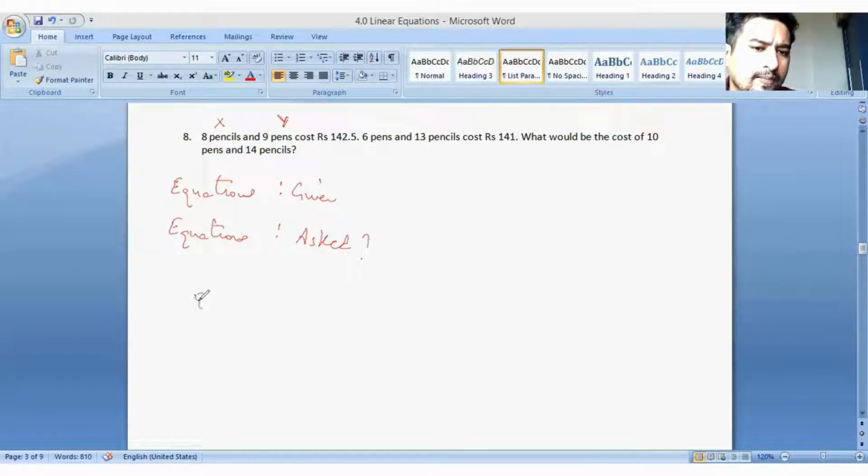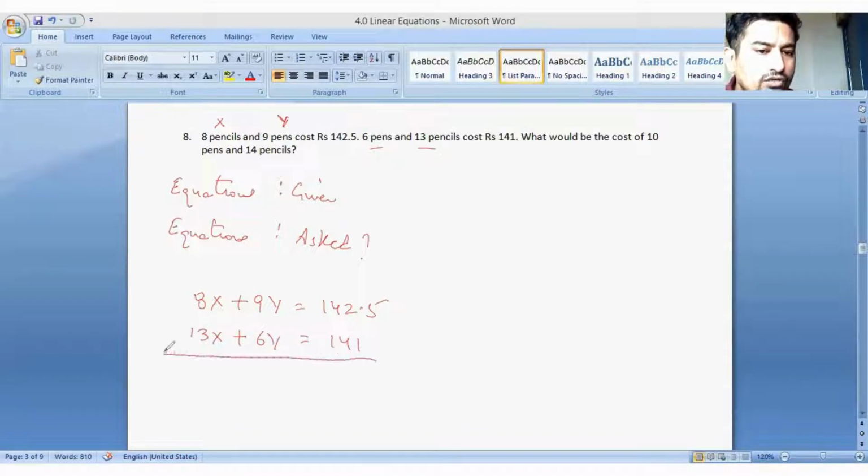What is my equation? 8x plus 9y is equal to 142.5. Be careful here, they've exchanged it, pens first and pencils first. Don't put it as 6x plus 9y. It is the other way around. It is 13x plus 6y. This is equal to 141. Now, had they asked you the value of x or the value of y, then I will solve it.